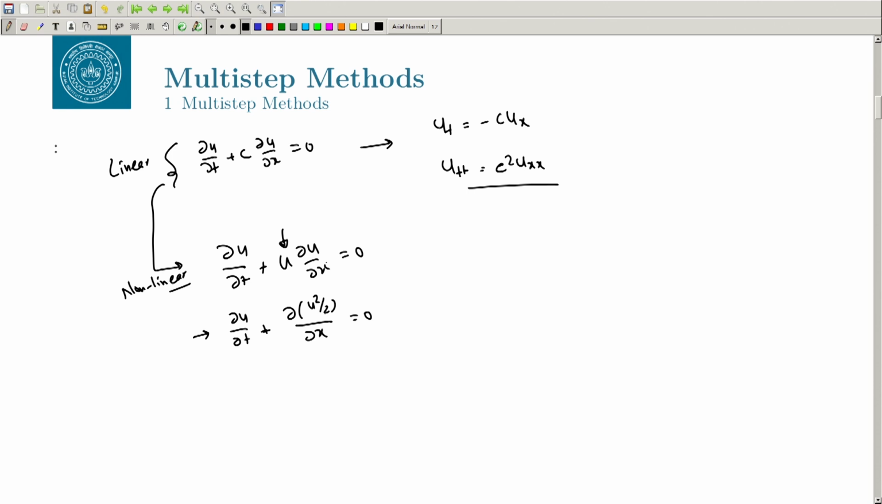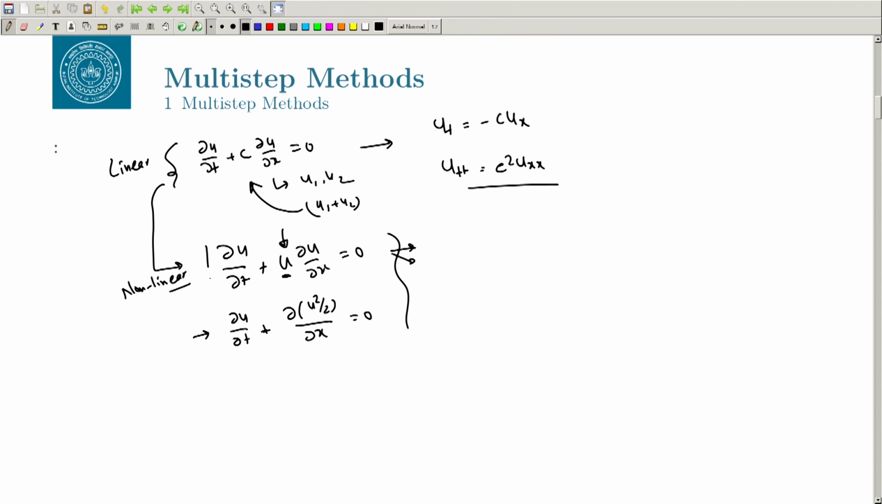So, the speed at which it is convecting also depends on the solution of the problem. The third way to look at it is that if u1 and u2 are two solutions for the linear problem, u1 plus u2 will also be a solution. Here the same is not true. If u1 and u2 are separately solutions for this, u1 plus u2 will not be a solution, right.